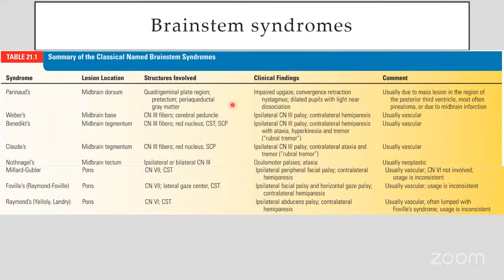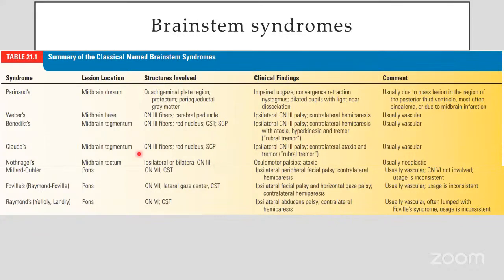Weber syndrome is a lesion of the midbrain base. Here, the structures involved are the infranuclear fibers of the third cranial nerve and the cerebral peduncle. This results in ipsilateral third cranial nerve palsy and contralateral hemiparesis. Benedikt syndrome involves the red nucleus in addition to the above fibers, and it also involves the spinocerebellar tract, hence resulting in ipsilateral third cranial nerve palsy, contralateral hemiparesis with ataxia, hyperkinesia, and rubral tremor.